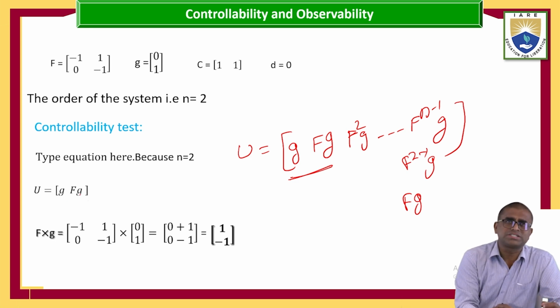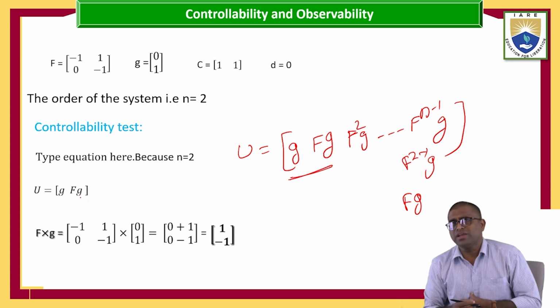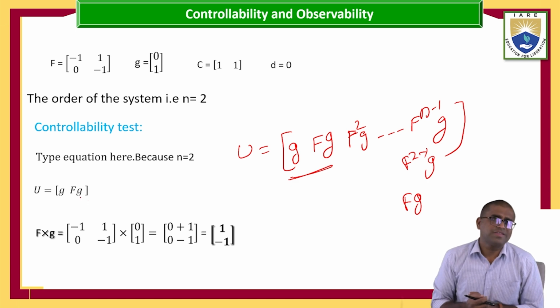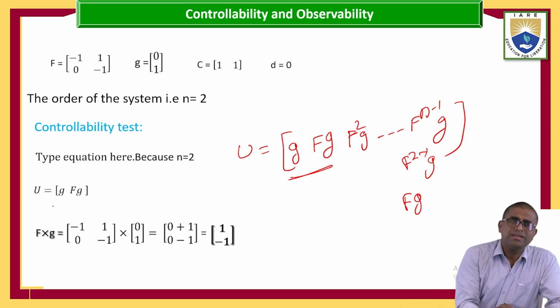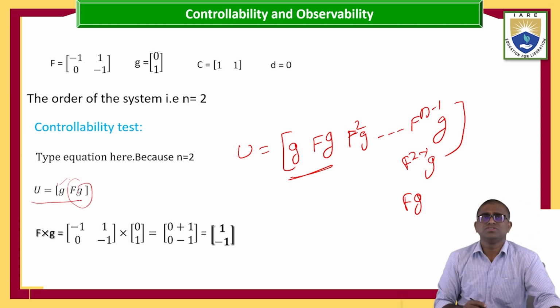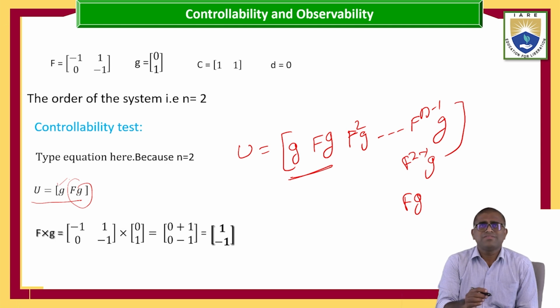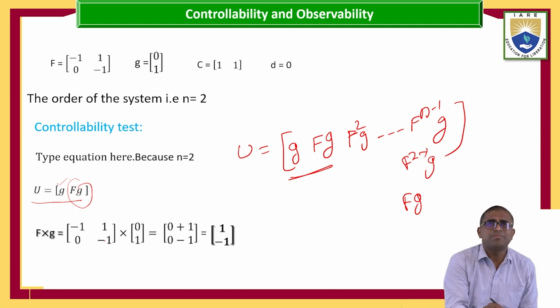The controllability test in this problem, we are going up to 2 terms only. Why? Because in the given matrix, the f value is 2 by 2 size, so the n value is 2. The order of the system is 2. In the U value, g is already given as 0, 1. You have to find f into g. What is the f value? It is 0, 1, 0, minus 1, into g, 0, 1.